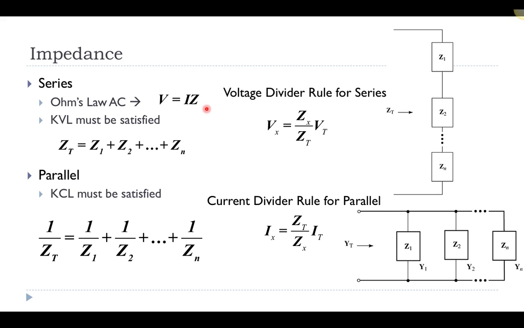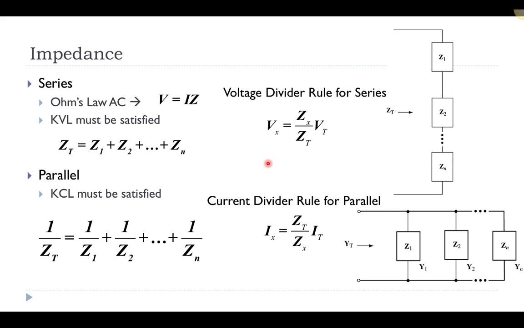We have to treat them like phasors, so I would have to add, subtract, multiply, and divide in terms of this complex notation. I know that when components are connected in series, Kirchhoff's voltage law still has to be satisfied, and the end result is that I can take a combination of components in series and write them as some total overall impedance by just adding the values together. That gives me the total impedance.